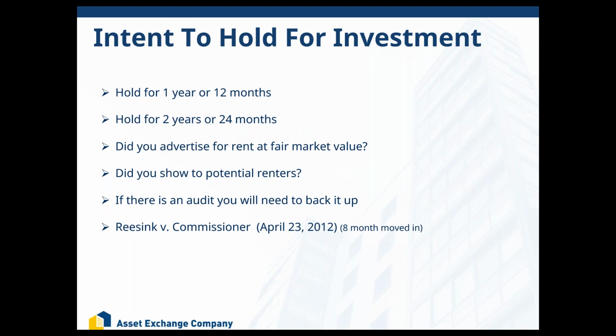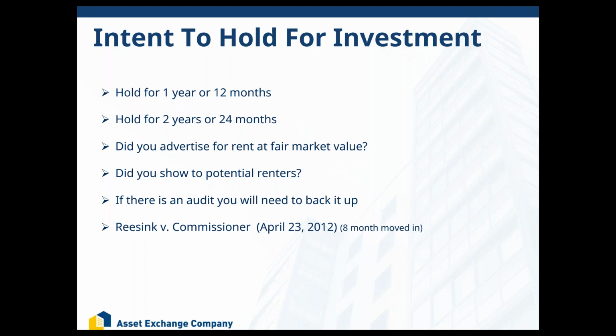Now, some other CPAs will tell you, no, a good rule of thumb is you really need to hold on to it for at least 2 years, for 24 months. One of the reasonings behind that, we're going to talk about in the very next slide. Back in 2008, the IRS came out with guidelines regarding vacation homes. And in the guidelines for vacation homes, the IRS stated that for a vacation home to be considered an investment property, you must own the property for a minimum of 2 years or 24 months.